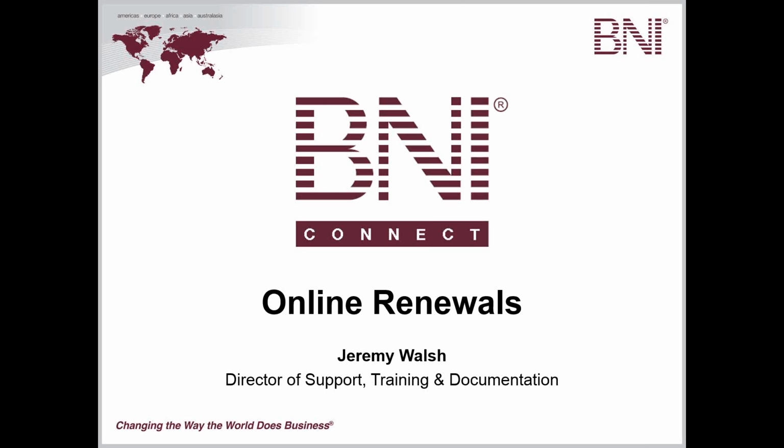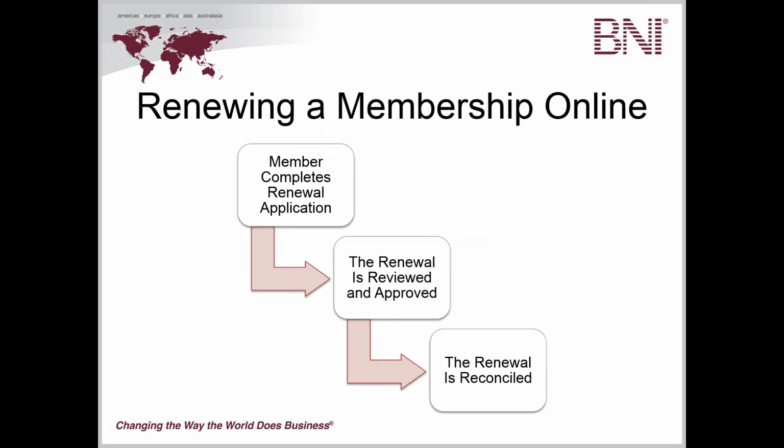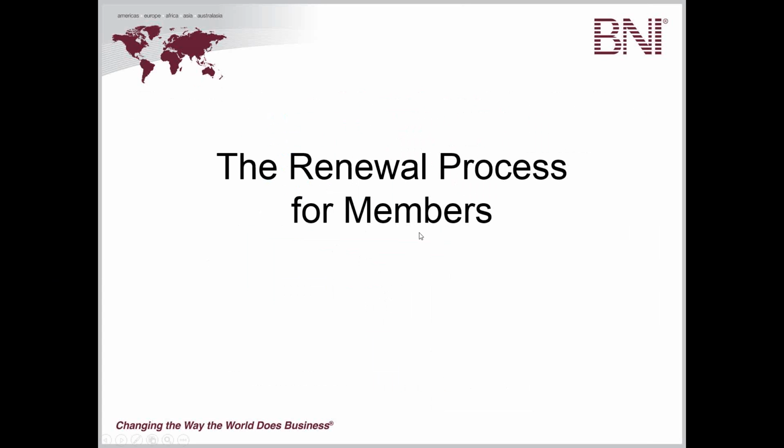All right, so let's go ahead and get started. As I said, we're going to be talking about the online renewals, and let's take a look at the process. This is the overall process for the membership renewals. The first step is a member completes a renewal application. The second step is the renewal is reviewed and approved, and finally, at the regional office level, the renewal is then reconciled. So let's first take a look at this process from a member point of view.